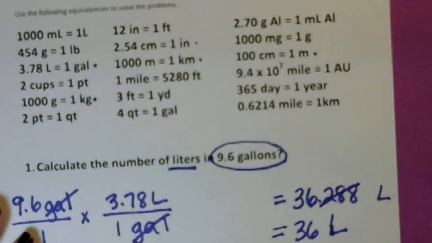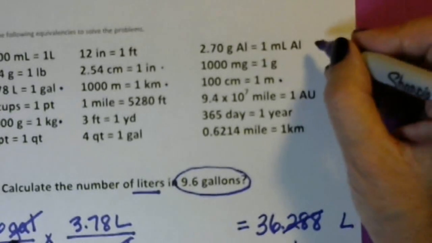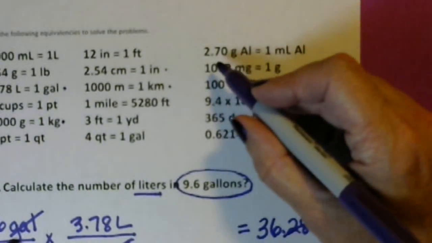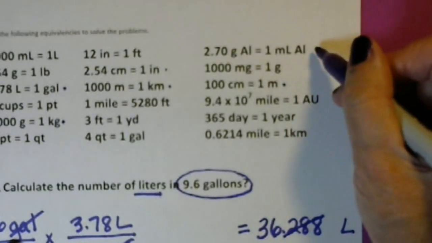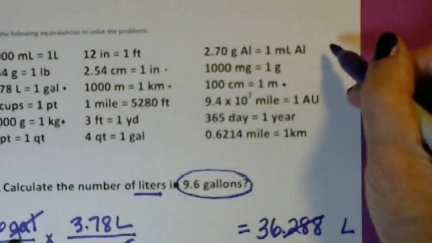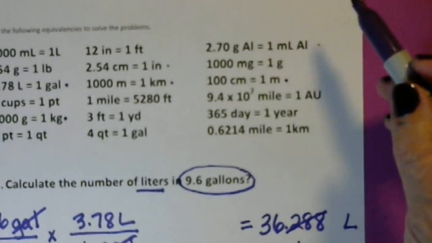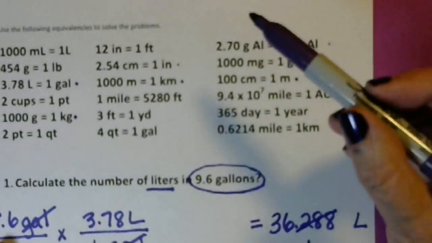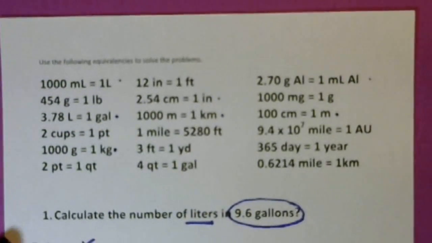What else am I going to be able to use? I need to get to liters. Well, I also know that 2.70 grams of aluminum equals 1 milliliter of aluminum. That happens to be the density of aluminum. All right, so that I can use. And then I'm also going to use something with liters in it. Well, there are 1,000 milliliters in 1 liter, so I'm going to have to use lots of fractions.